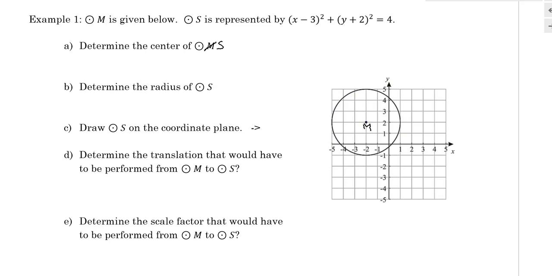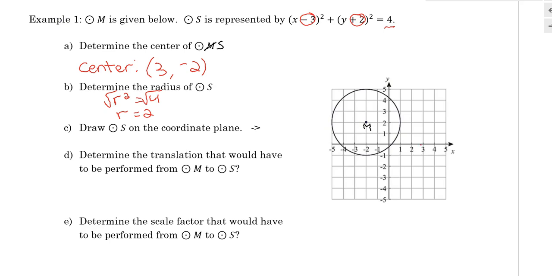Determine the center. Well, we know how to do that. We just did it in our last activity. So the center, remember we do change our signs still. So negative 3 changes to positive 3, 2 changes to negative 2. Determine the radius. Well, r squared equals 4. So when I take the square root, r equals 2. Okay. Then C, draw circle S.